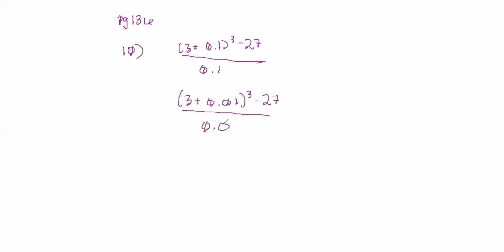I just looked at how they want you to solve it from the book. It is exactly like this: 3 plus 0.1 to the third minus 27 over 0.1. And so they just want you to substitute in very small numbers, and then just keep doing that. They did it 3 times, getting progressively smaller.